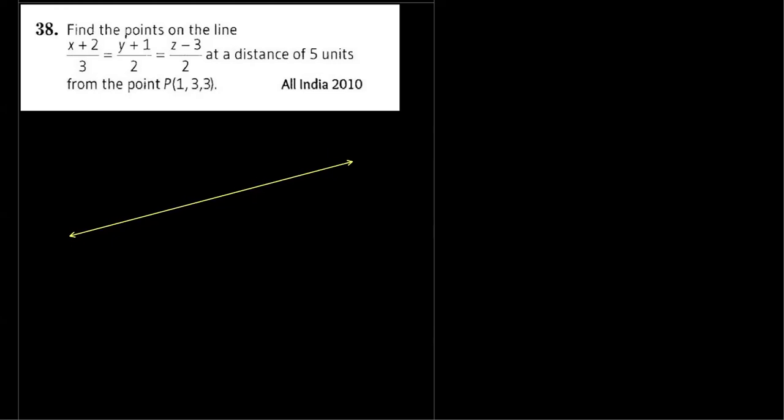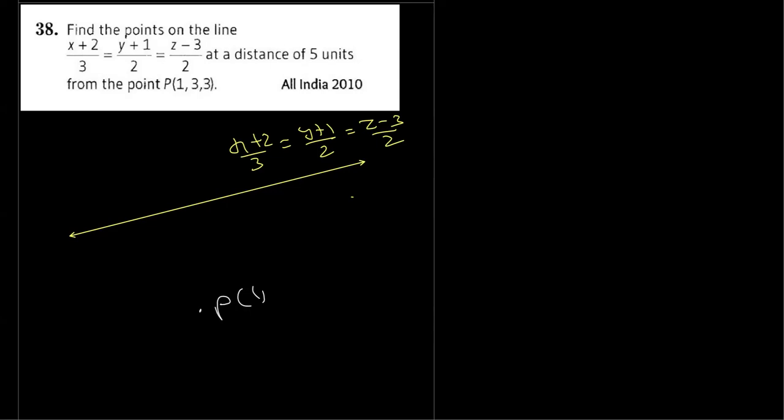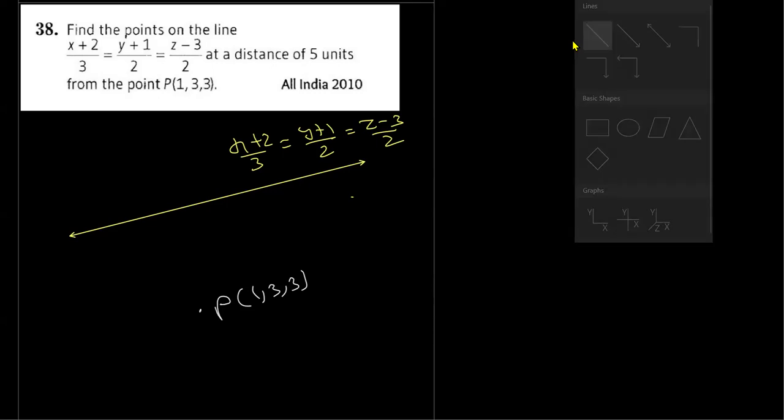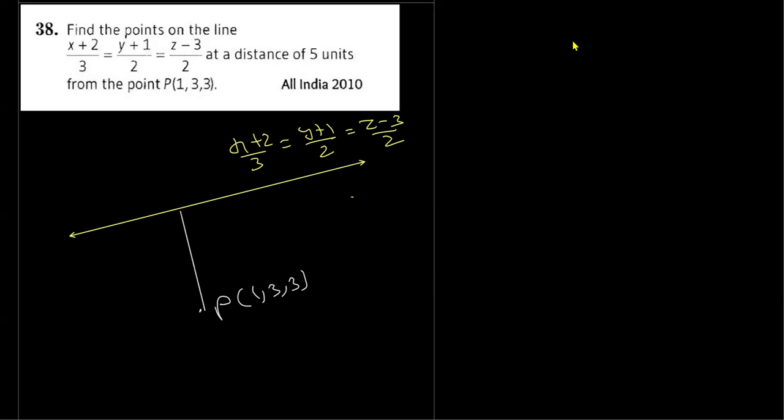Let's say this is a line, and the equation of this line is given as (x plus 2) over 3 equals y plus 1 over 2 equals (z minus 3) over 2. And we have to find the distance of this line from a point. Let's say I took a point here, P, whose coordinates are given as (1, 3, 3). Then what we have to find out is the distance of this point from the line.